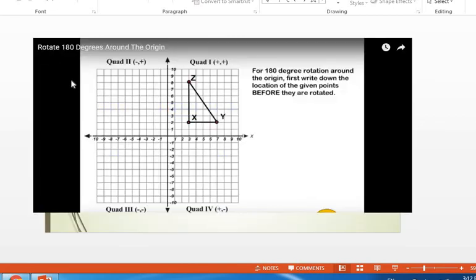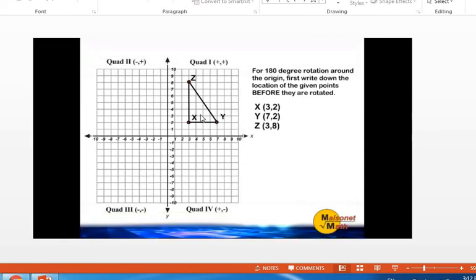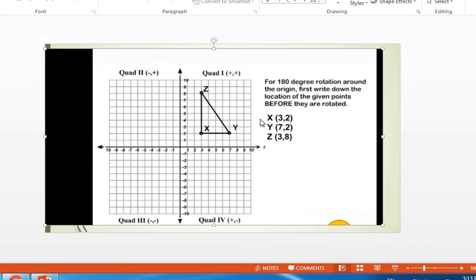Okay, moving to another kind of question. Rotate 180 degrees around the origin. Here I have 180 degrees. First, for a 180-degree rotation around the origin, write down the location of the given points before they are rotated. Write down the location of the given points x, y and z.